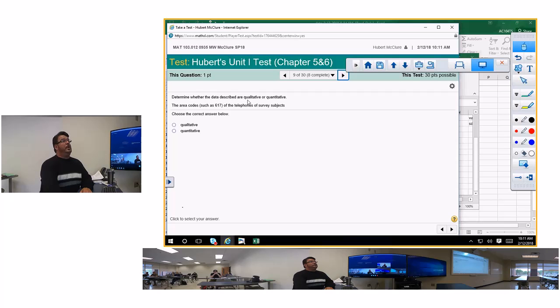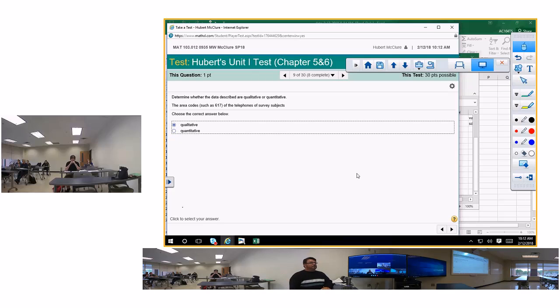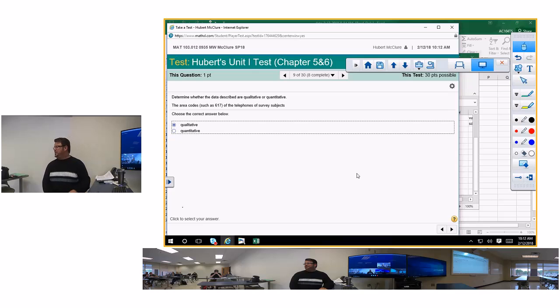Determine whether the described are qualitative or quantitative. The area code that you live in. Qualitative or quantitative? Qualitative. Why? Because it's just like representing where you are. Because 864 does not mean jack mathematically. Just like your social security number. You have a long social security number, but it doesn't mean anything mathematically.